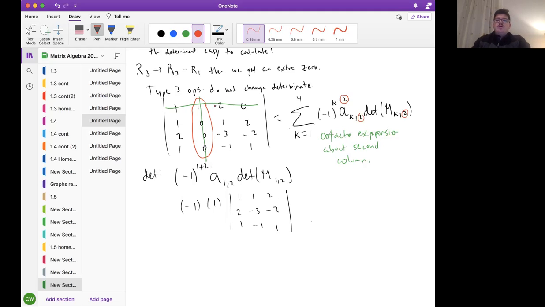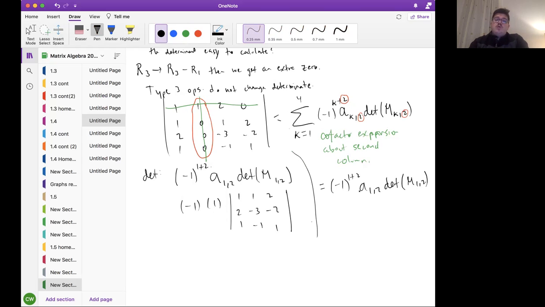Okay, so what's the only non-zero element in the second column? K equals 1, right? So all the other terms are 0. So what you're left with is -1 to the 1 plus 2, A1, 2, determinant of M1, 2, right?